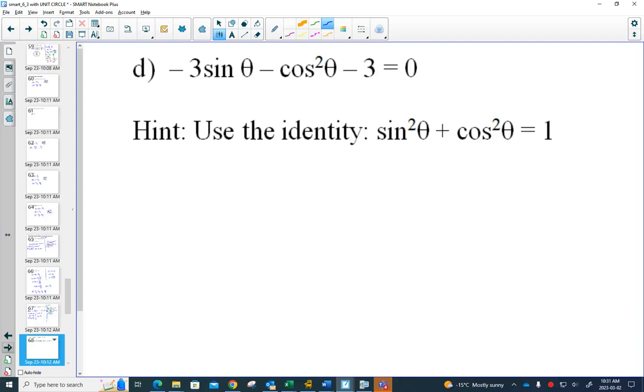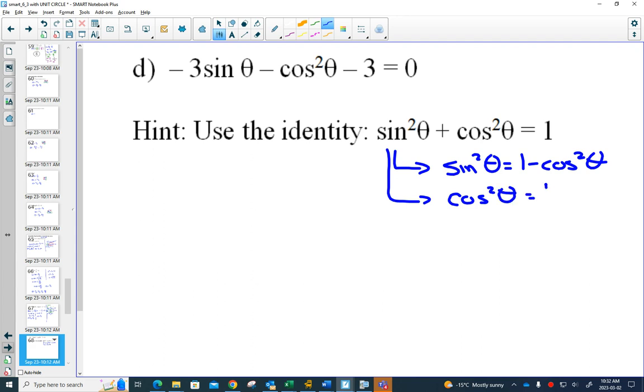One of our big ideas from this unit is that sine squared theta plus cos squared theta is equal to 1. From this big idea, you can rearrange this either to get sine squared by itself. Can you see that if I subtract cos squared on both sides? Or you can rearrange it to get cos squared by itself if you subtract sine squared on both sides.